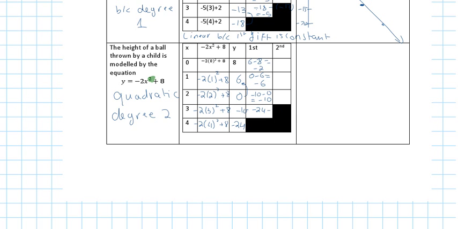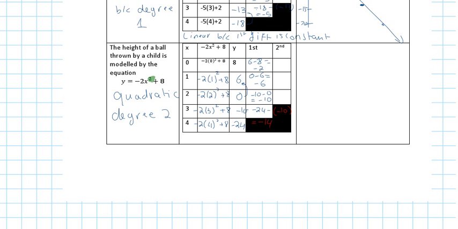Gonna be negative 14. I'm just gonna write it in red because I think red can be seen better. So negative 24, take away negative 10, so that's plus 10. That's gonna be negative 14. Now, what have you noticed about the first difference?